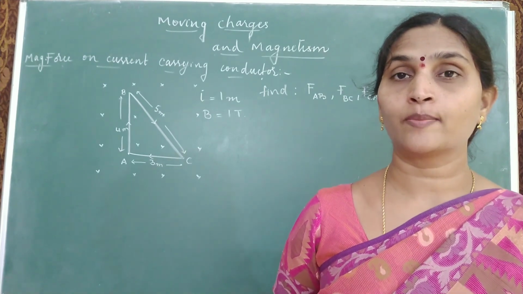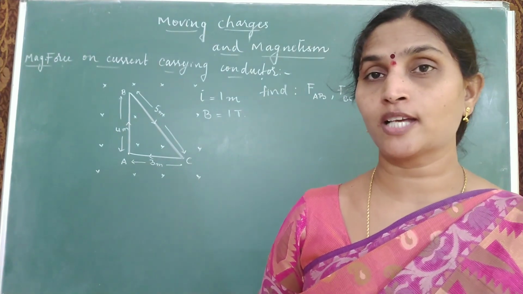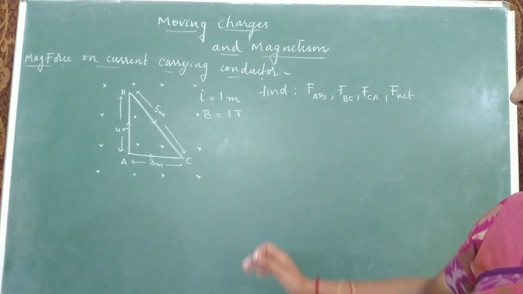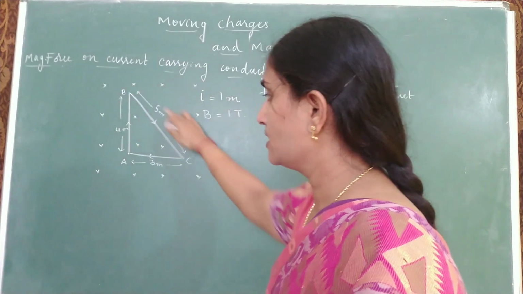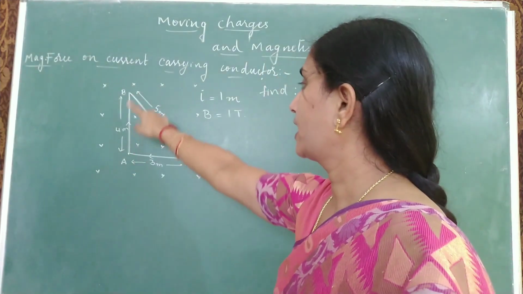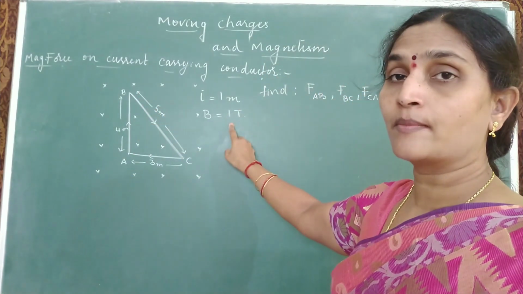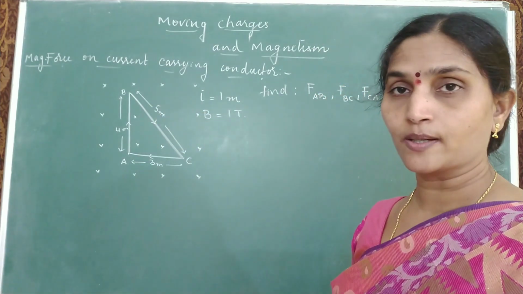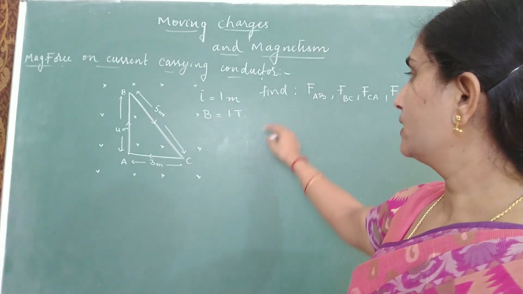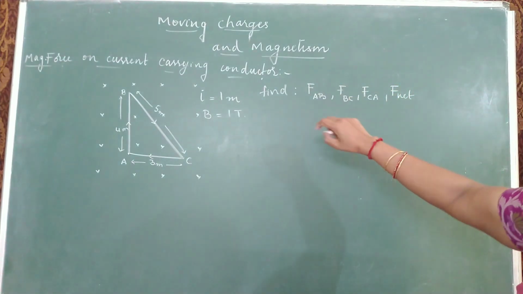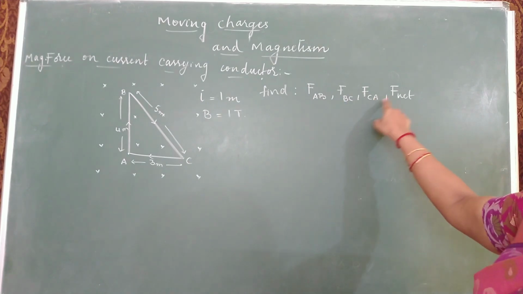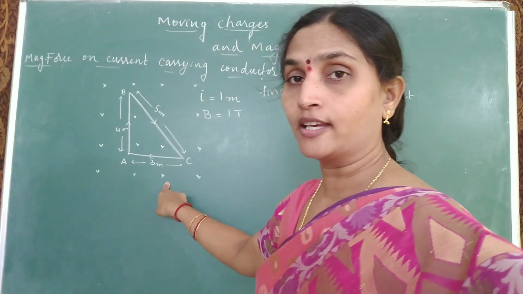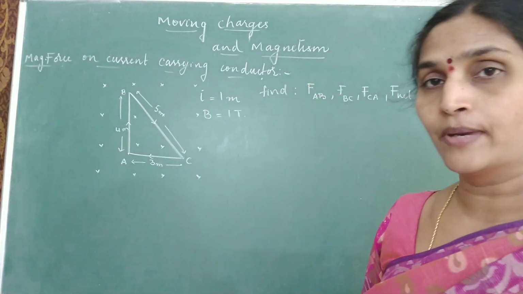Let us look into one application related to the magnetic force acting on a closed loop. In this example, we are given a triangular loop. ABC is a closed triangle carrying a current I. It is placed in a magnetic field of 1 Tesla and the lengths of the conductors are already indicated in the figure. For this question, they are asking you to determine the magnetic force acting on AB, BC, CA, and also find the net force acting on this closed current carrying loop. So let us go one by one.